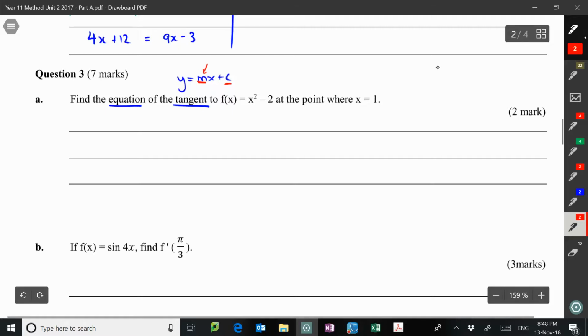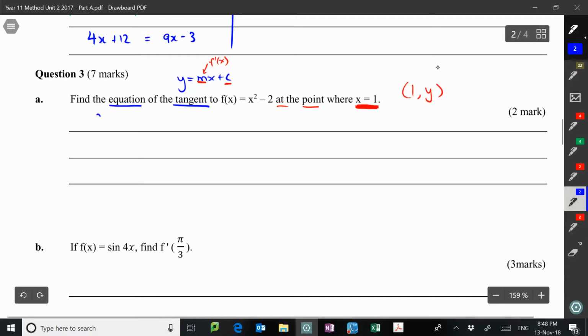And notice here it says at the point where x equals 1. You've got 1 point here. So when x is 1, you don't know what y is, but you can figure that out. And your goal is to find the equation. So in order to find m, you have to find the derivative. The derivative tells you the gradient. Okay, so let's start off by finding the derivative.